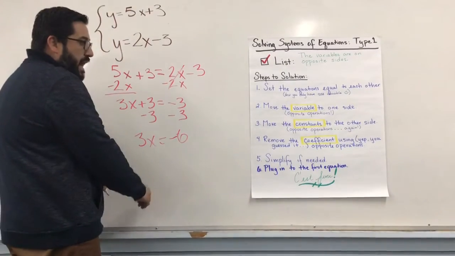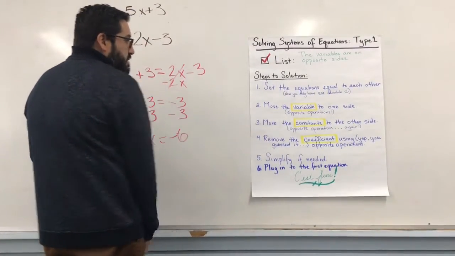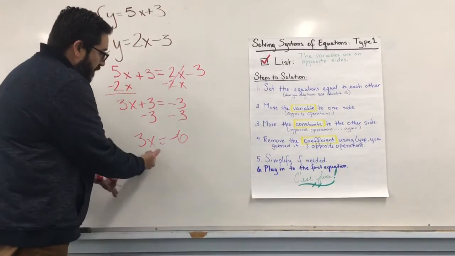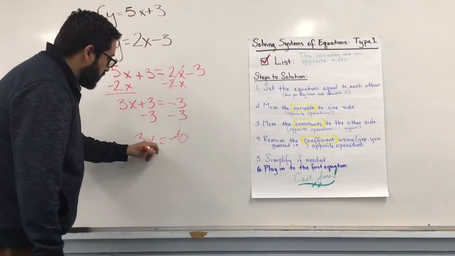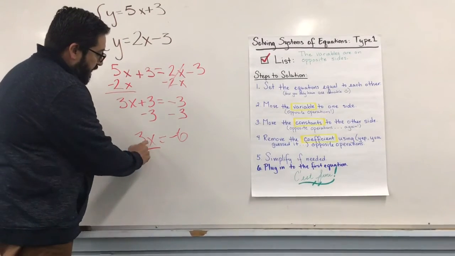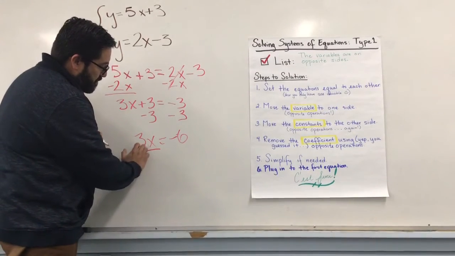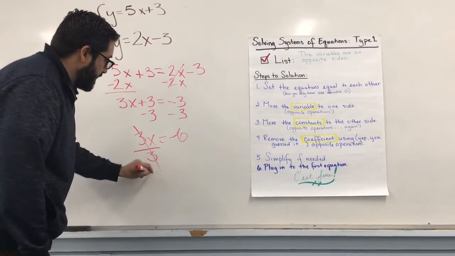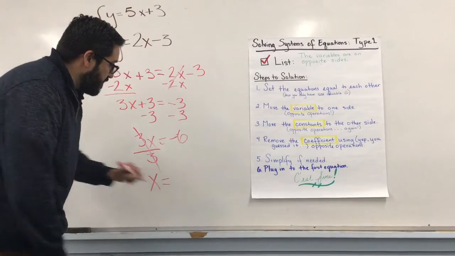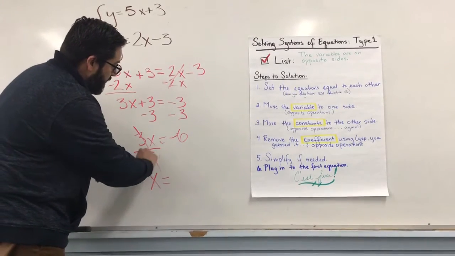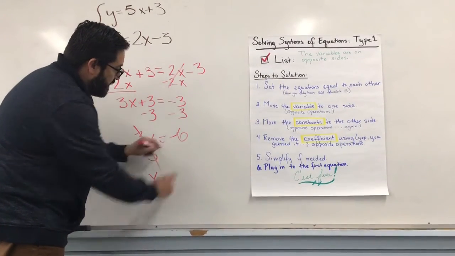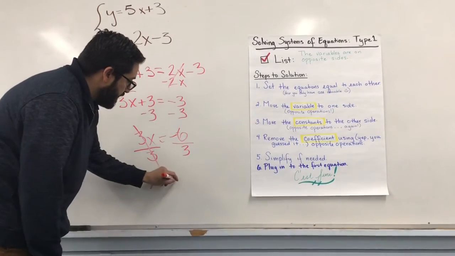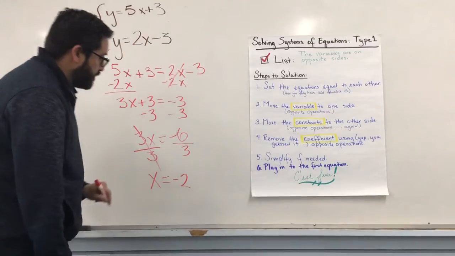There we go. Now I need to remove the coefficient using the opposite operation. So I have a 3x right here. I want to isolate that x, so I need to do the opposite of multiply by 3, which is divide by 3. And that's going to cancel out. And now I have my x variable all by itself. And if I divide this side by 3, I need to do that over here as well. And negative 6 divided by 3 is negative 2.